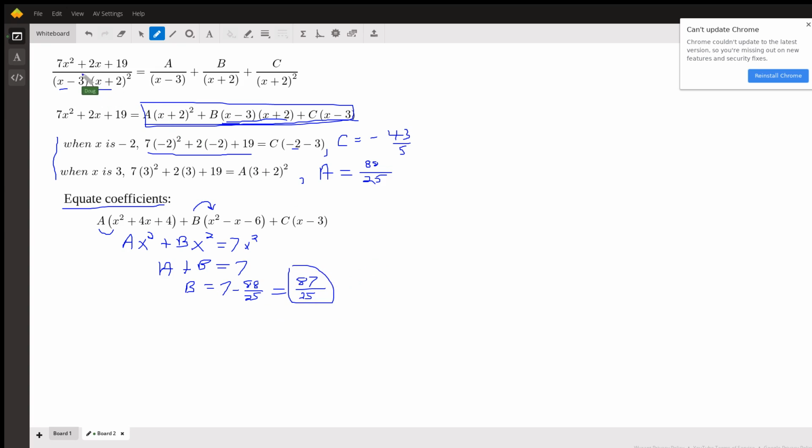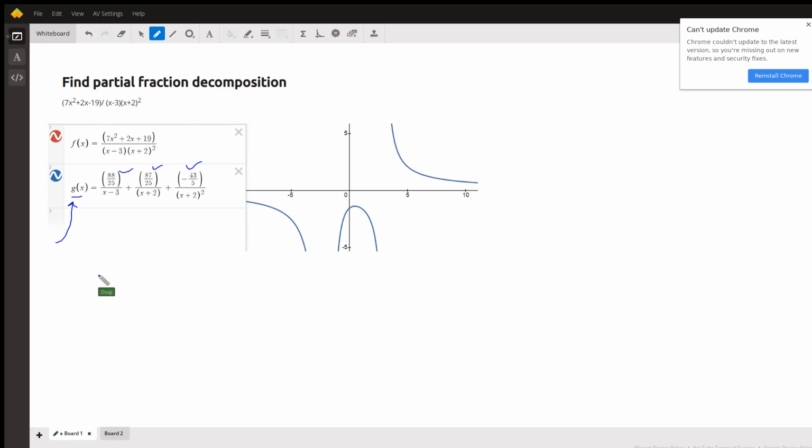So that means that this original fraction can be written as, put 88/25 right there, put b, 87/25, right there, and c was -43/5 right there. And that's your partial fraction decomposition, which is what this is. Of course, you could write this differently.